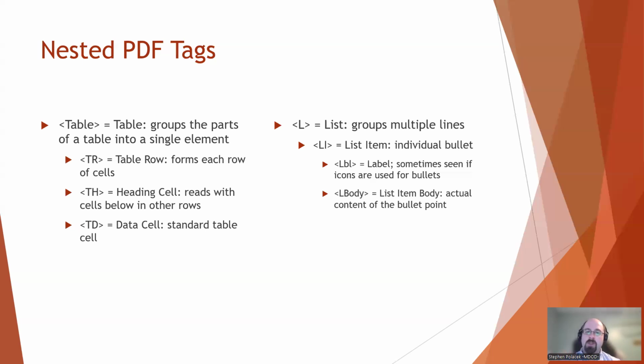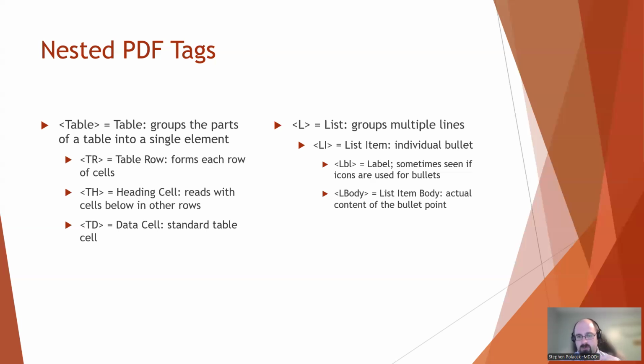Lists are kind of the same in that you have the parent tag, which is L, and that's for the list itself. And then you have LI, which is each list item. So every bullet point you have in the list is going to be inside an LI. Now, inside the LI, Adobe does something a little bit different, and this is a bit different from HTML or from other programs. There will potentially be two tags here. There will always be an LBody, which is the list item body. So this is the actual text that you're showing on that bullet point.